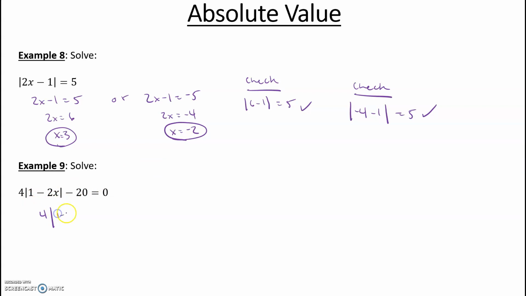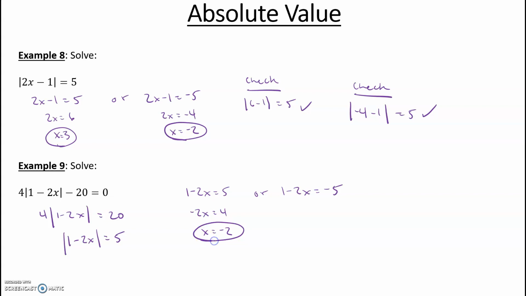Here, get your absolute value alone first. So 4 times the absolute value of 1 minus 2x. We're going to add 20 to both sides. Then we're going to divide both sides by 4. And again, this could equal 5 or negative 5. So 1 minus 2x can equal 5, or 1 minus 2x can equal negative 5, and it would still be true. Subtract 1 will be 4. So x equals negative 2 is one of my answers.